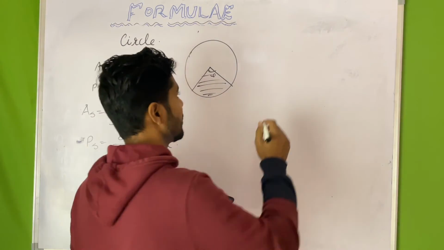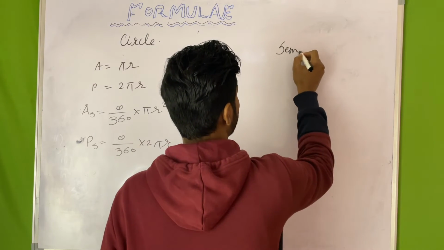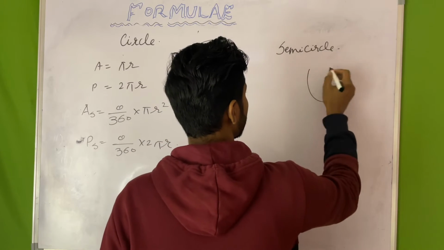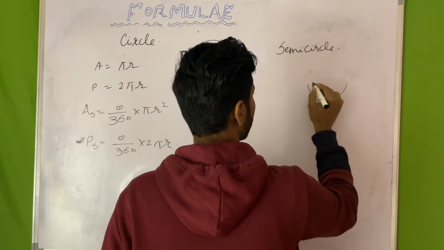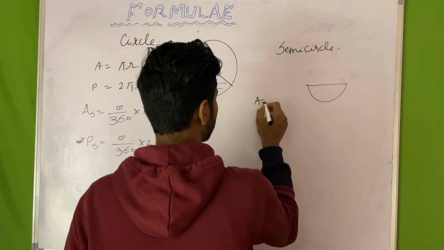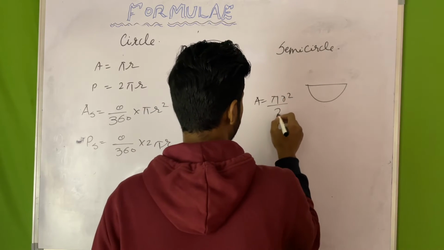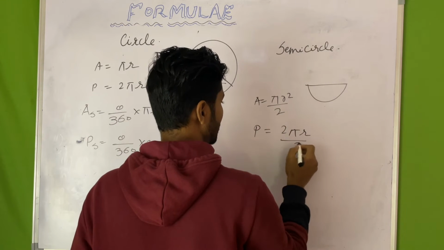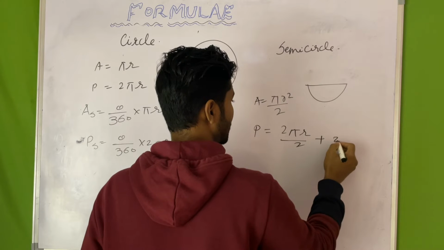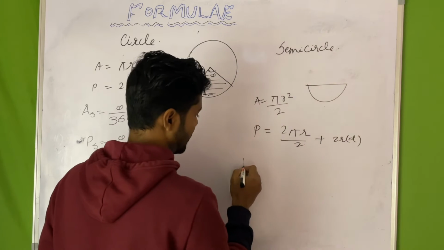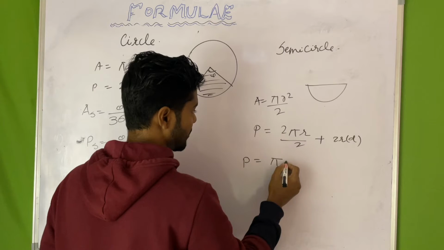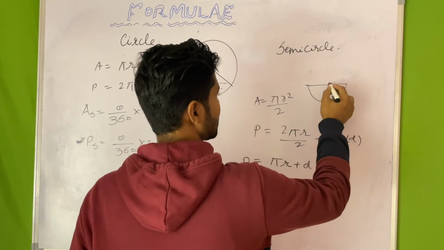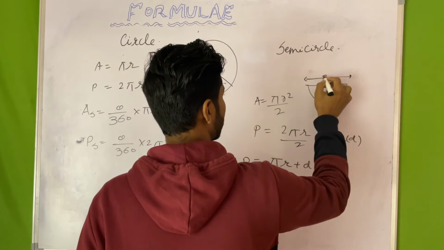Then semicircle. This is our semicircle. Area is pi r² upon 2 and perimeter or circumference is 2 pi r upon 2 plus this 2r or d. So which comes out to be pi r plus d. D is diameter. This is our radius and this total is diameter d.